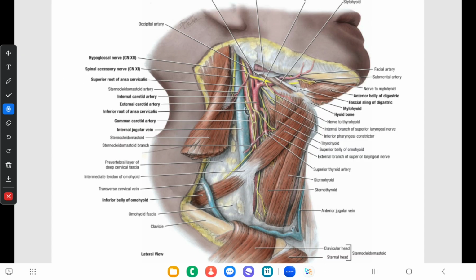Here in this picture also you can see the external carotid artery here, the bifurcation of the common carotid artery here, and the internal carotid artery here. So this is the cut section of the sternocleidomastoid muscle. You can imagine that this muscle goes like this and attaches here like this.